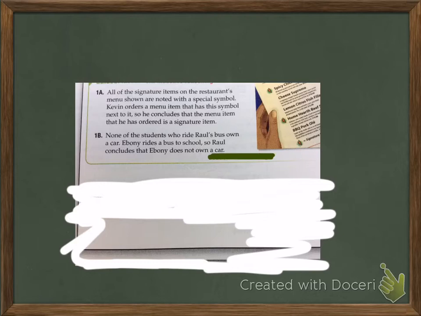Well, I would say, since he noted and observed that the menu item had a special symbol next to it, I would say that this would be more inductive reasoning. Because it's based on the pattern that every menu has these symbols on it, or the observation that every menu has the symbols on it.